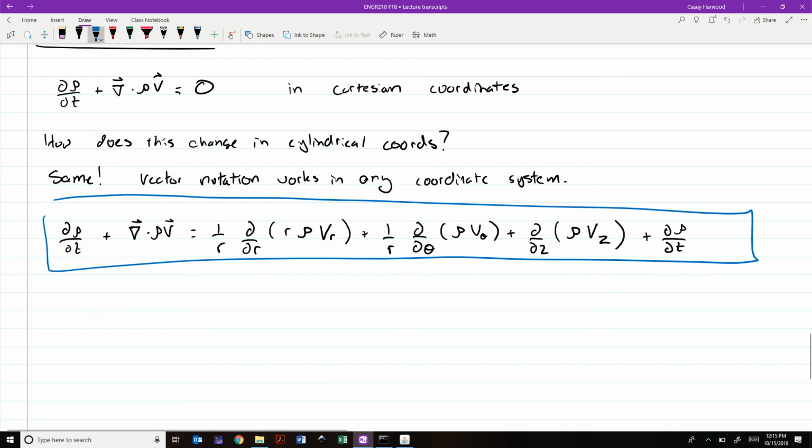So if we wanted to do, yes? Do you need the 1 over r in the last term, or do you not need that? In the d d theta? In the d dz. No, you don't.